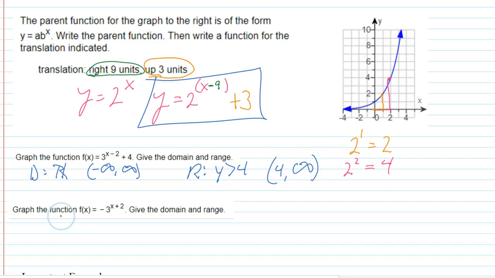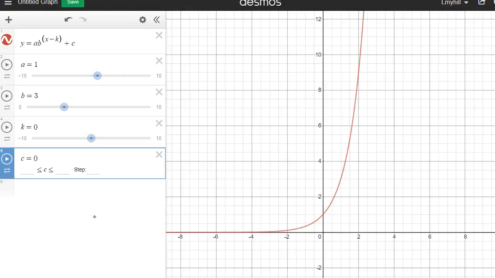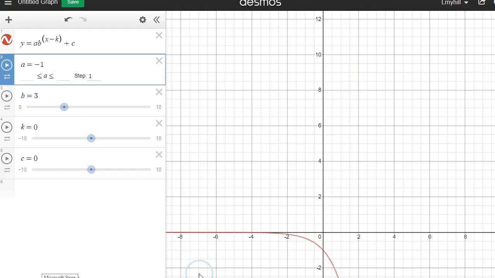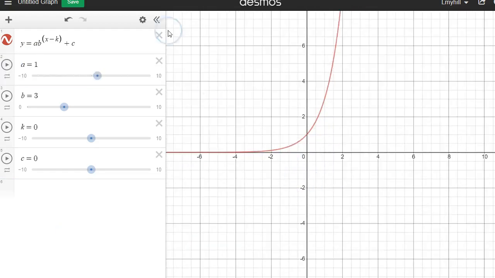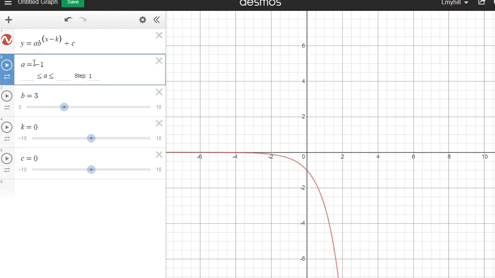Now the next one, they say graph the function f of x equals negative 3x plus 2. Give the domain and range. Now notice, we're not moving up and down. However, we do have a negative in the front. So our a value here is negative. What that's going to look like, if I have a negative a value, it's going to flip the graph upside down or reflect it over the x-axis. Now this is what it's looking like. See how the graph is flipping? So now the graph is pointing down.